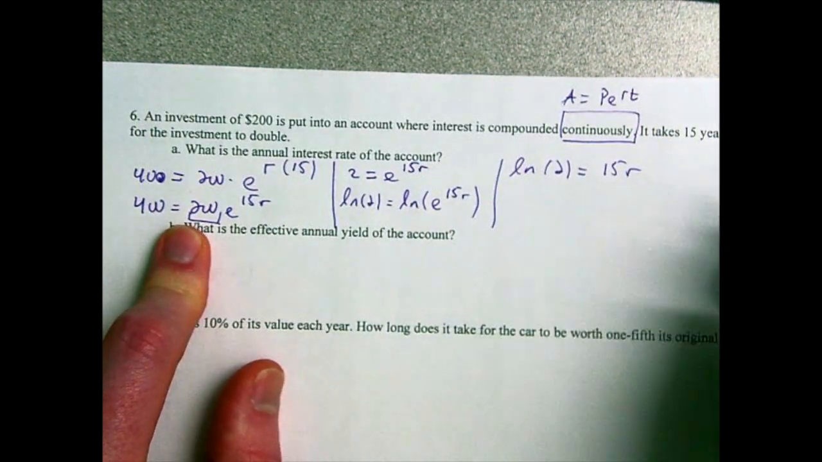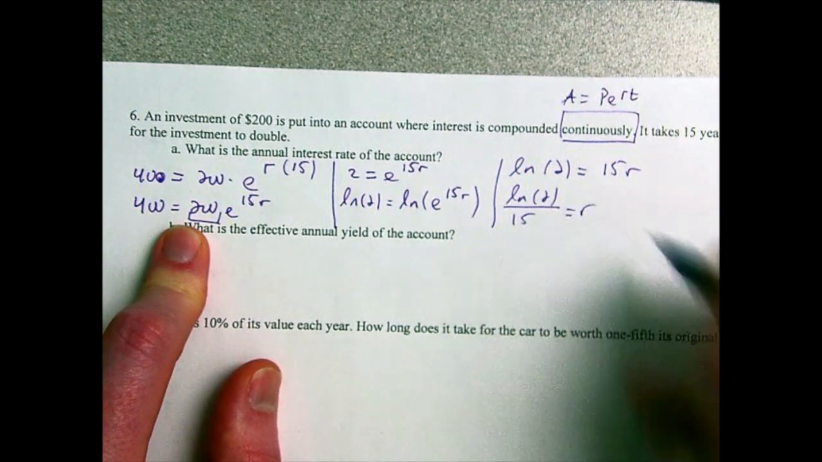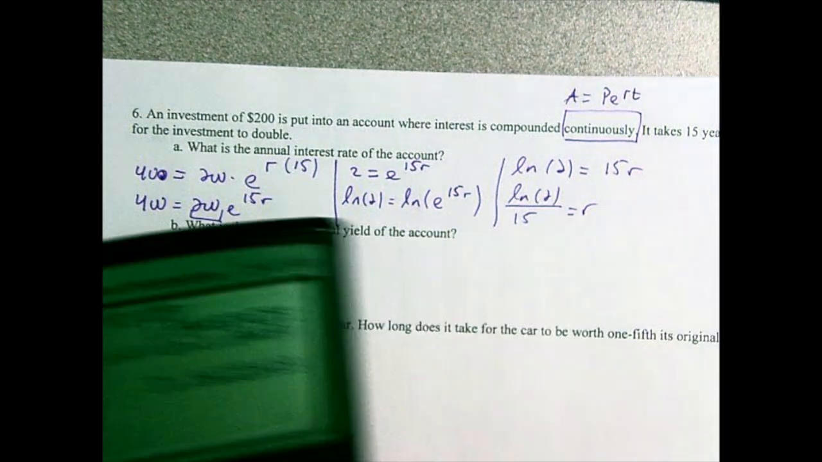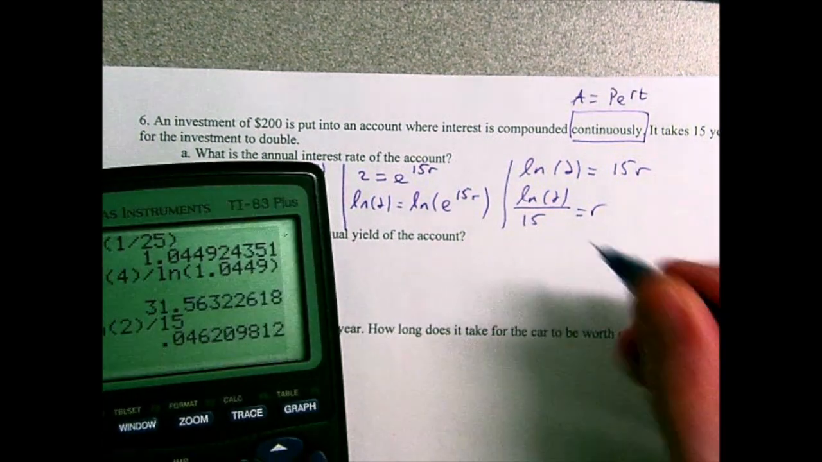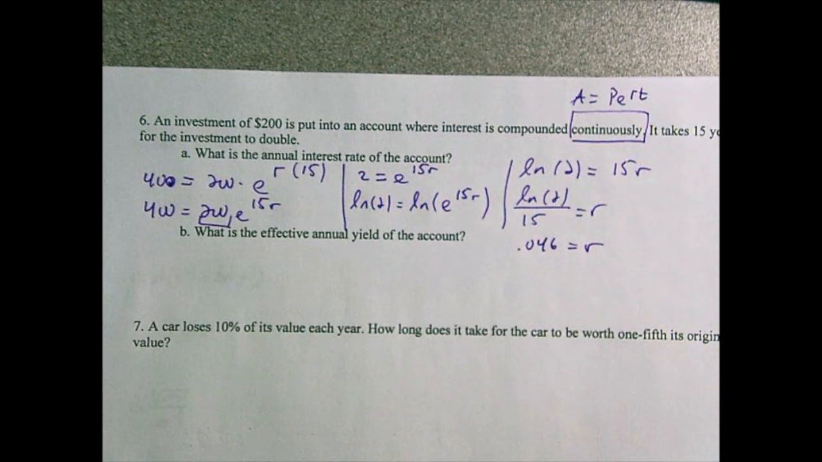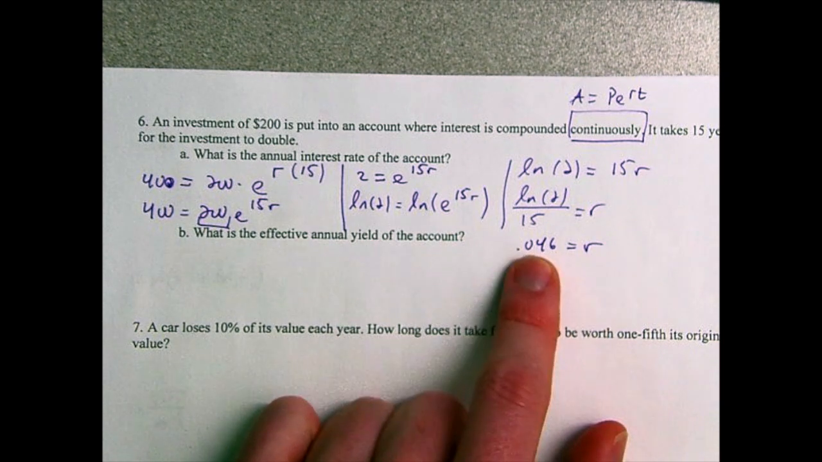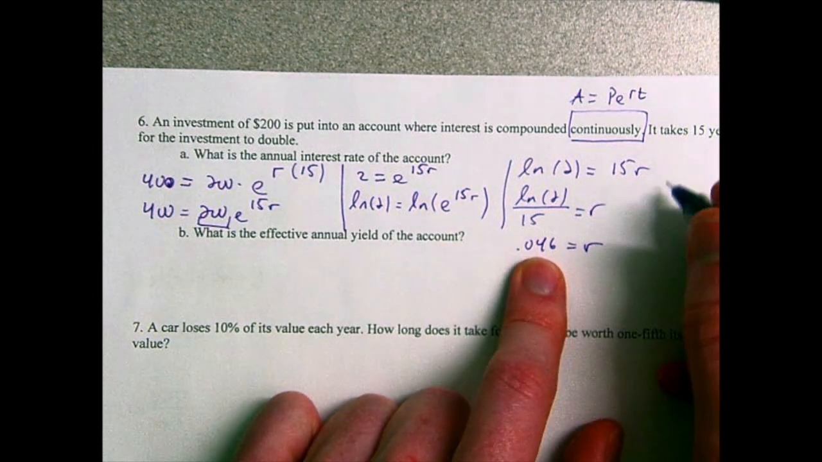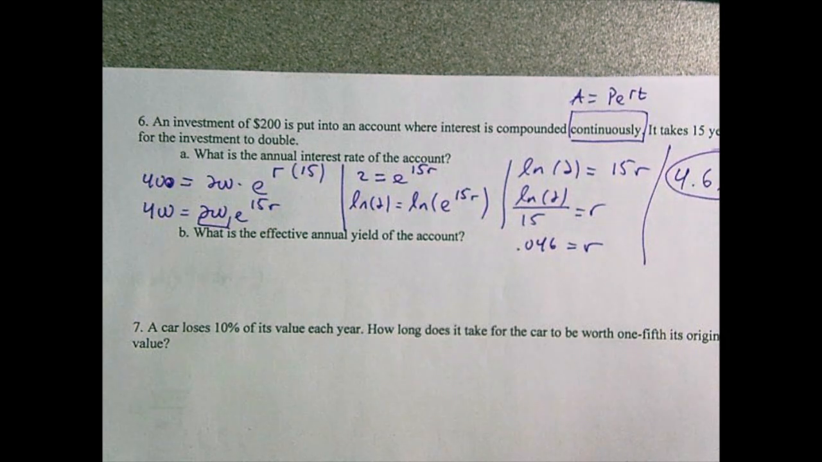Anyway, we can solve for r by dividing both sides by 15. So that's my r value. Let's see. Natural log of 2 over 15 gives me 0.046 is equal to r. So remember what r is. It's the annual percentage interest rate written as a decimal. So the interest rate must be 4.6% approximately. What is the effective annual yield of the account?